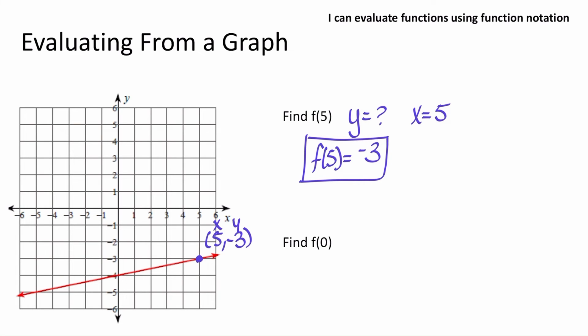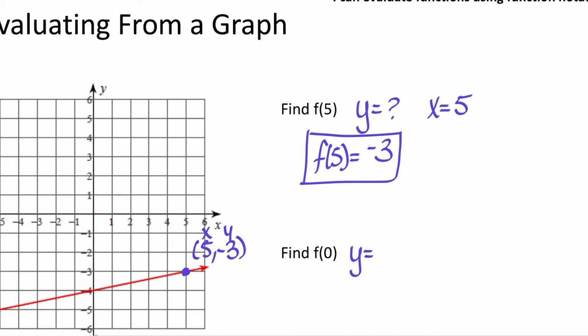What about f of 0? This is saying what does y equal when x equals 0? I'm going to go to my graph once again and find x equals 0, where I have the point 0, negative 4. So 0 is x, negative 4 is y. That means that y equals negative 4 when x equals 0. So f of 0 equals negative 4.